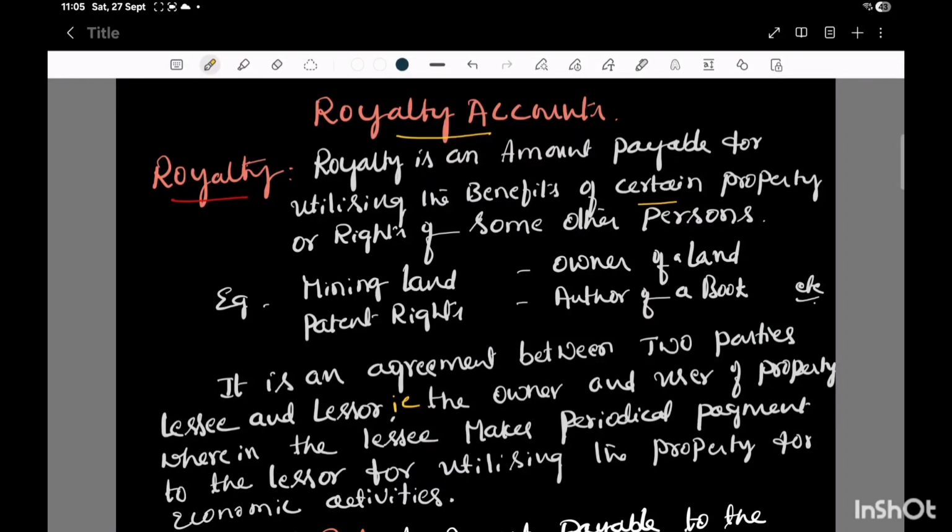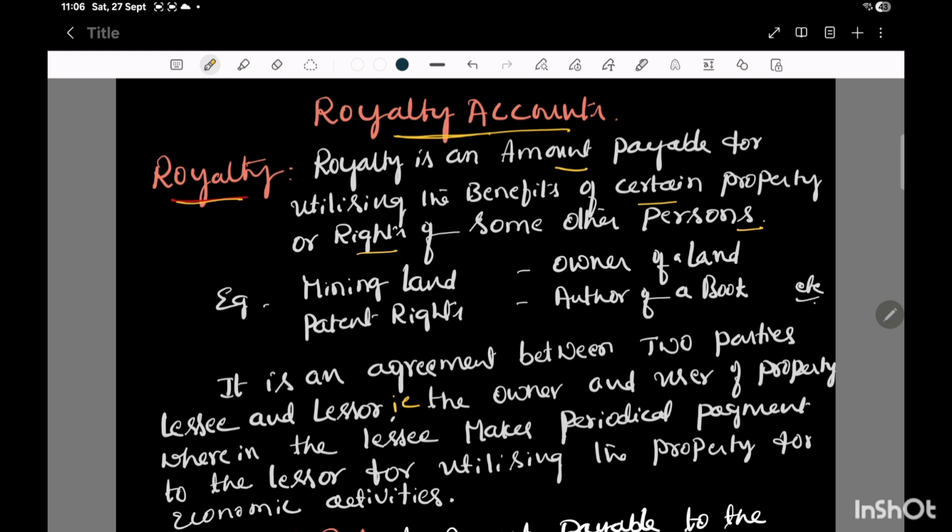Today we are going to learn a new concept called royalty accounts. Okay, so this is royalty accounts. So let us know the meaning of royalty. Royalty is an amount payable for utilizing the benefits of certain property or the right of some other person.